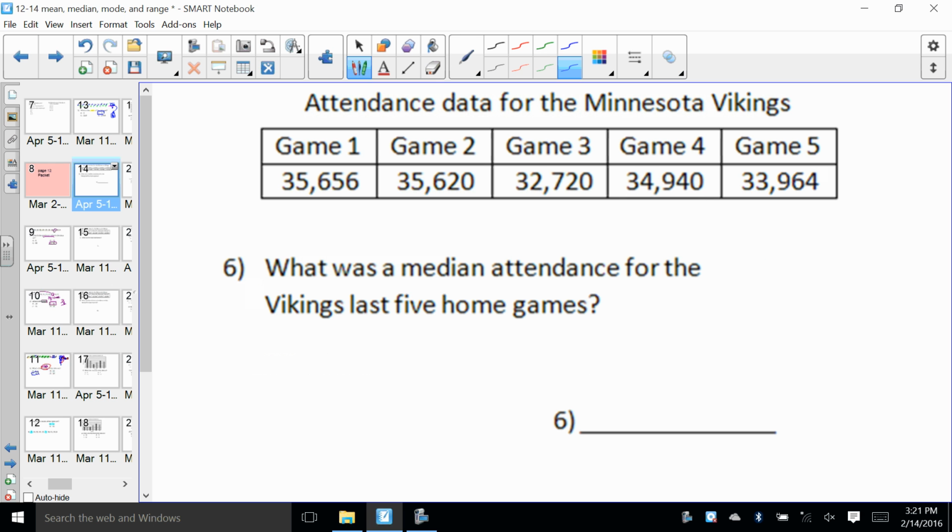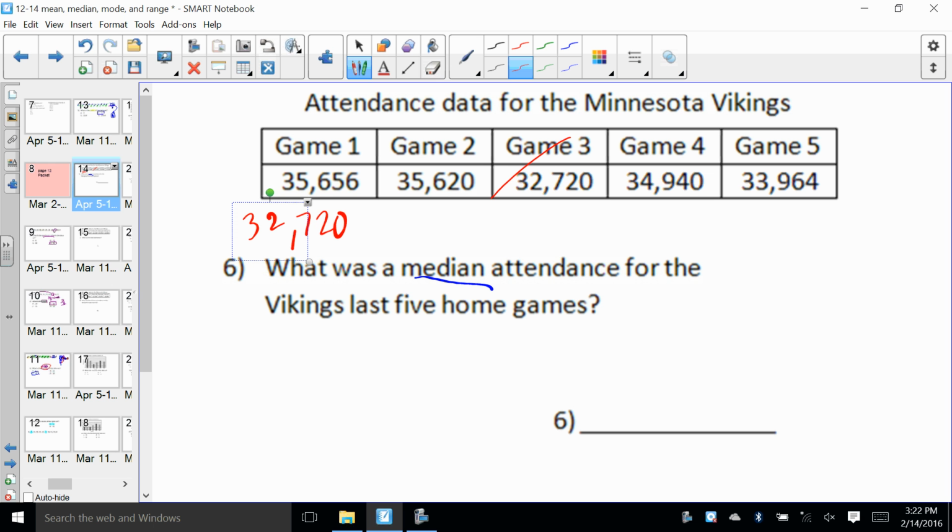The next screen is asking about the median attendance for the Vikings game. Looks like we have 5 games. So, in order to find the median attendance, we'd have to put those in order from least to greatest. So, we're going to go ahead and say the least number here would be which game? It looks like game 3. So 32,720 would be our smallest number, what we call our minimum.